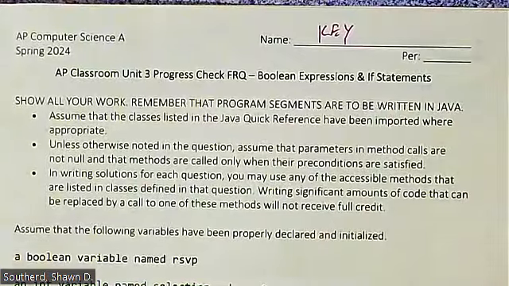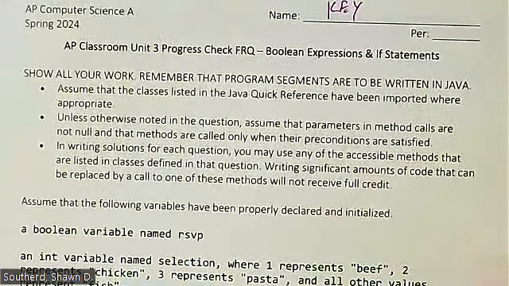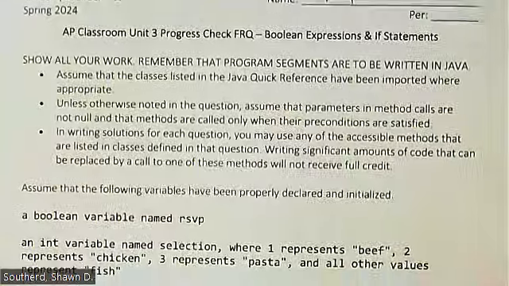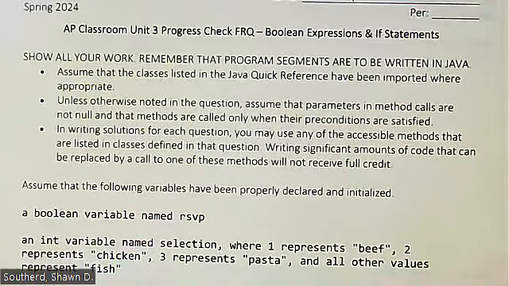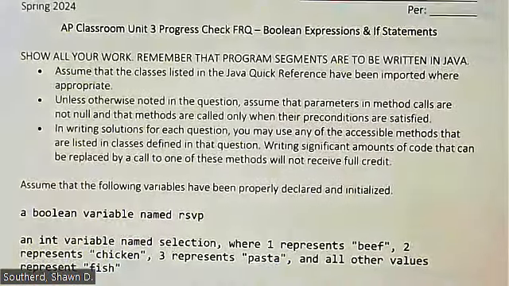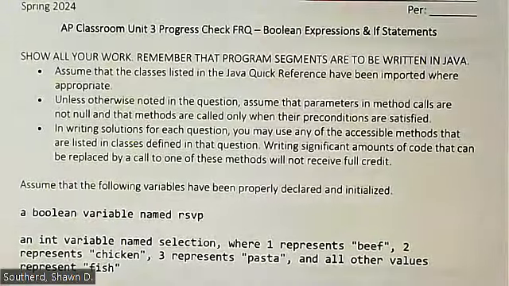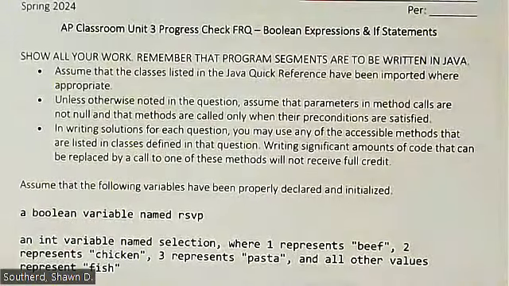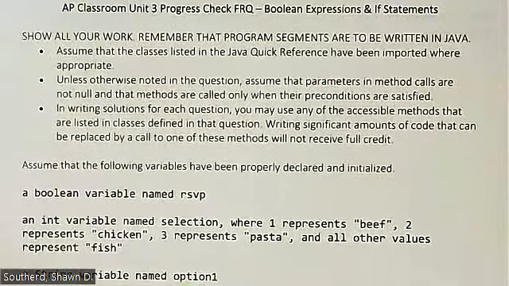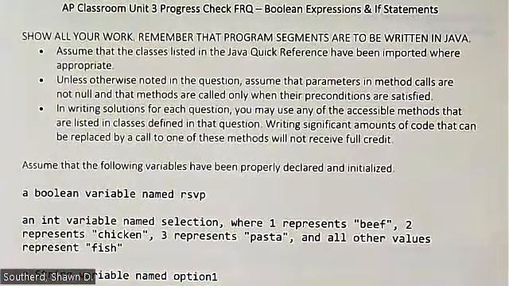Okay, so for the Progress Check FRQ, we're dealing with... I can't remember. Yeah, this is the one with conditionals. So here's the context. We're going to write code that allows us to determine whether or not someone has RSVP'd yes or no. And then more importantly, if they RSVP'd yes, are they doing beef, chicken, pasta, or otherwise it's just going to be fish. I presume that pasta means it's a vegetarian option.